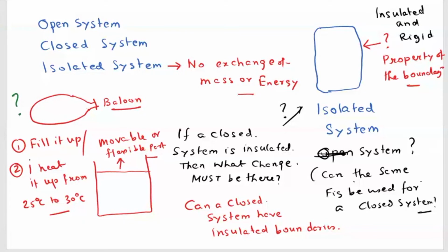This particular system, initially when you are filling it up, it's an open system because you are adding mass, right, in the form of air that you are pushing. Then once you tie it, it actually becomes a closed system. It's not an isolated system. Why? Because as you heat it up, let's say from 25 degrees to 30 degrees, its volume will expand, right? And therefore boundaries will expand.